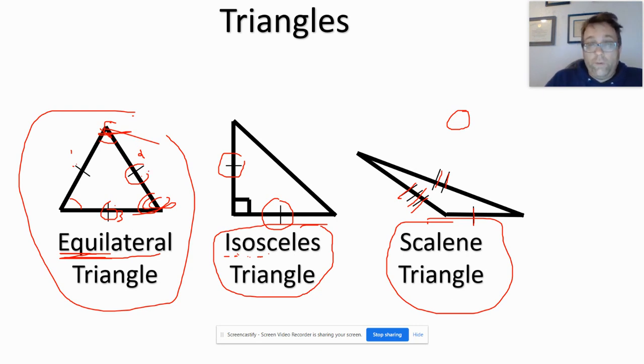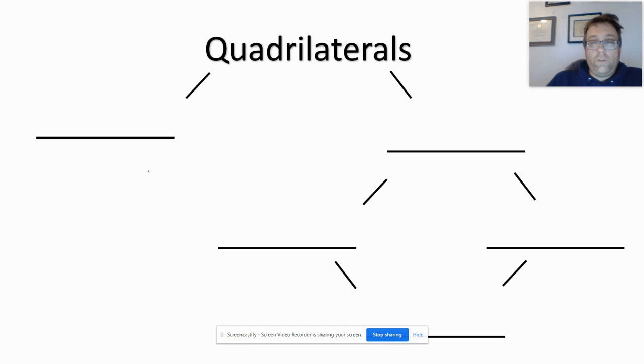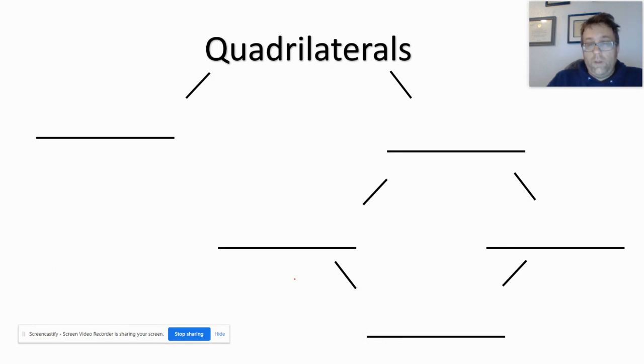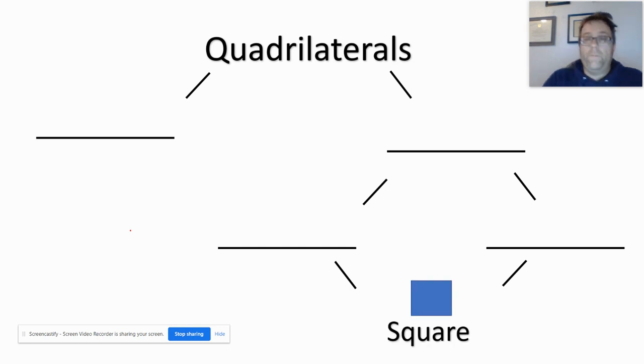Okay, looking at quadrilaterals. This is the quadrilateral tree, how you would normally see it. Now, what we're going to do with this tree is I'm going to work it backwards. To me, it's easier that way. So I'm going to start at the bottom. The most common quadrilateral is a square. Now, let me move this over. There we go. So there's a square.